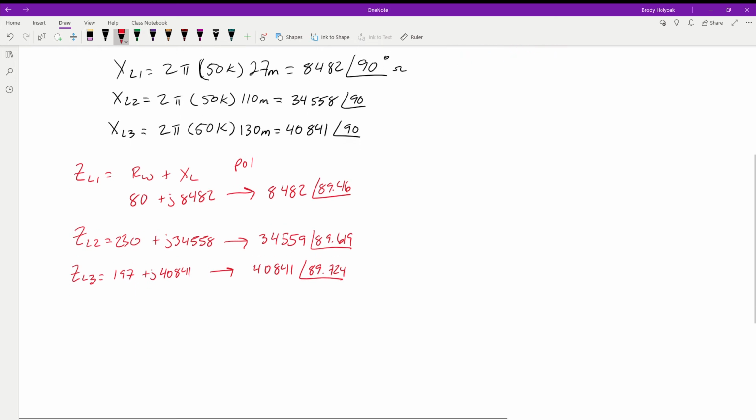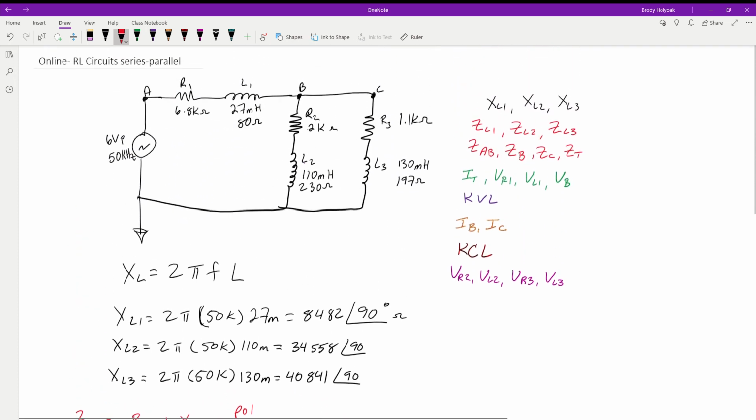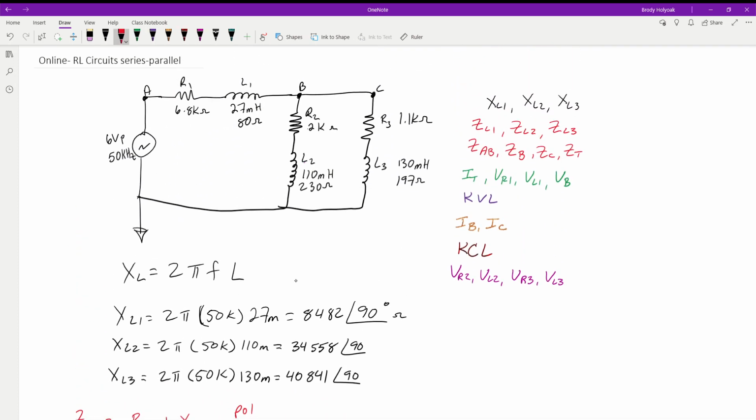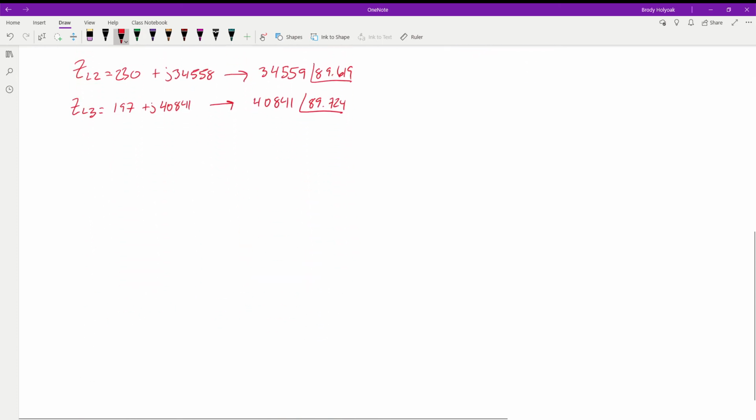Okay, so now that we have those impedances, we need to come back and find all of the impedances for these circuits. So we have the section here for A and B because we're going to add these together to find our total impedance. For A to B, we're going to find the impedance of R1 and L1. The impedance for B is going to be R2 and L2, and the impedance of C is going to be R3, L3. Then we're going to combine branches B and C together to get our parallel, and with that we're going to add it into our AB impedance, which is R1, L1. That way we can get everything together to get our total impedance to solve for the rest of the circuit.